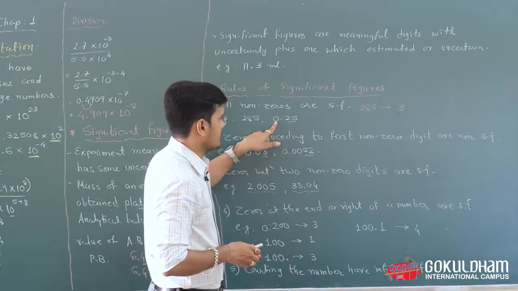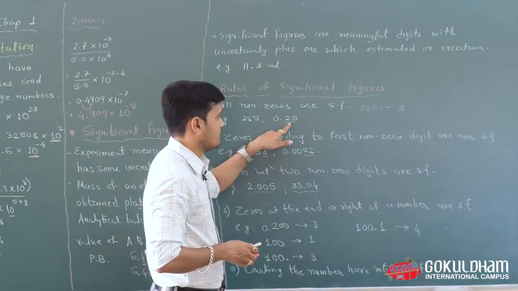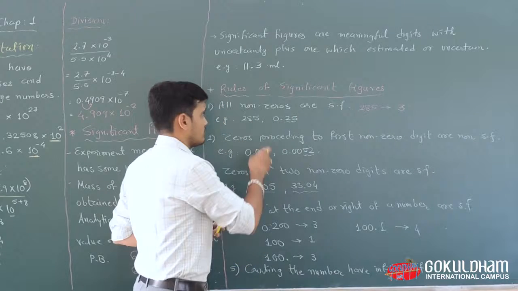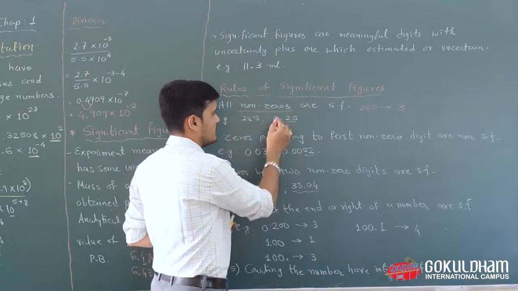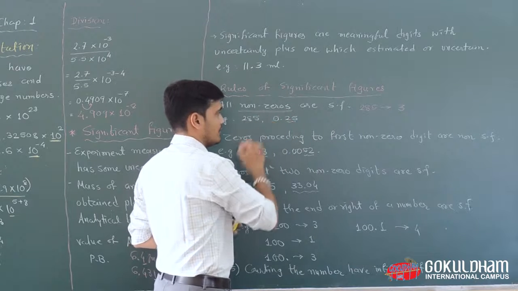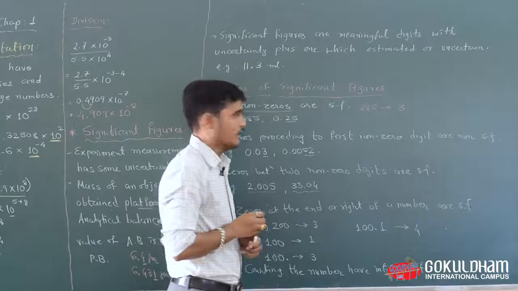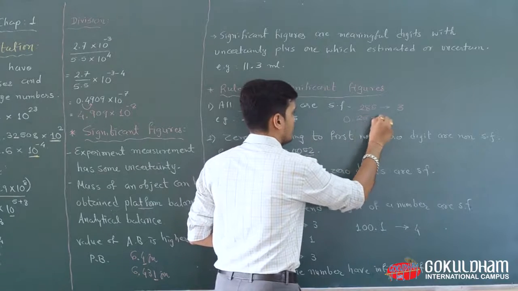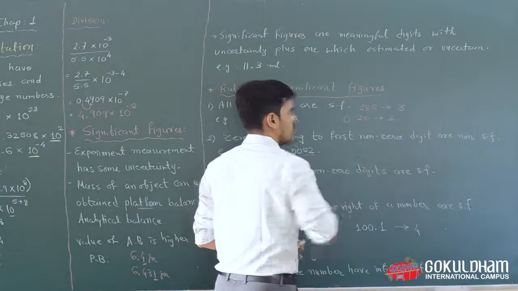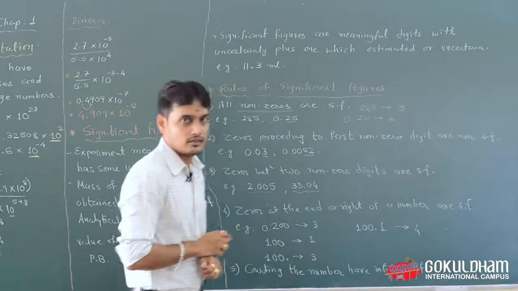Another example is 0.25. We want non-zeros, so this 0 is not counted as a significant figure. So in our second example, 0.25 will show 2 significant figures.